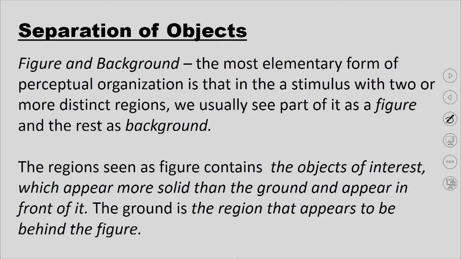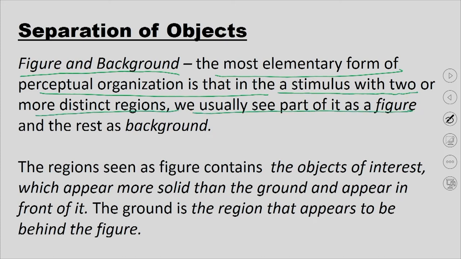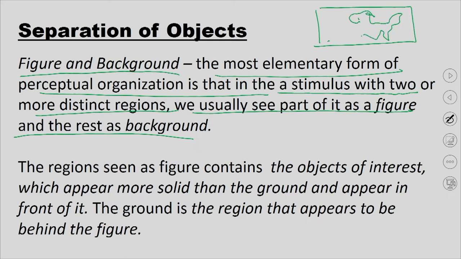So how does the separation of objects happen? It happens in terms of figure and background. So what is this figure and background separation? The most elementary form of perceptual organization is that in a stimulus with two or more distinct regions, we usually see part of it as figure and part of it as background. Now if I have this dog, right, these are the legs of the dog and this is the tail, this is the mouth and eyes. So if I have a dog like this, the idea of what is a dog and what is not is that anything inside this colored area is the dog and whatever is white is not a dog.